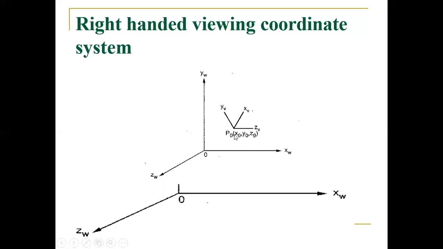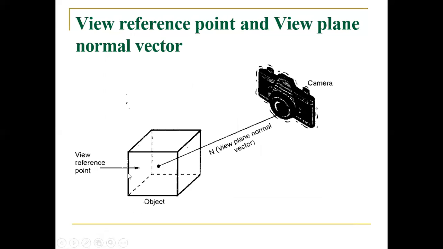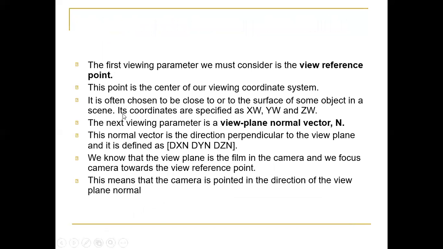So we have to consider a few parameters here. The first parameter we consider is the view reference point. This point is nothing but the center of our viewing coordinate system. For example, if I take an object, say a cube, and I want to take a picture of this cube using my camera, this camera will be my view plane. I am fixing one point, that means I'm focusing at one particular point. This point I call the view reference point, the center of our viewing coordinate system.